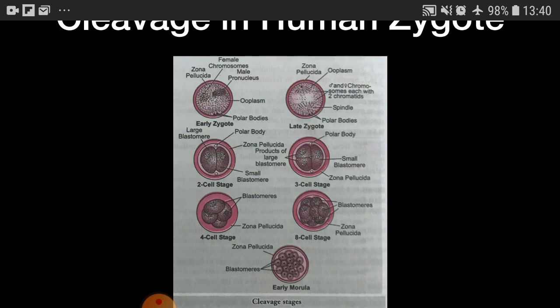Cleavage produces a large number of cells, so the building of the offspring's body may begin. Right? Then the next stage is the morula, which you can see here in the last diagram. That is the early morula. You see all the stages: the early zygote, then 2 cells, 3 cells, 4 cells, and 8 cells, and after the 8-cell stage is the early morula.